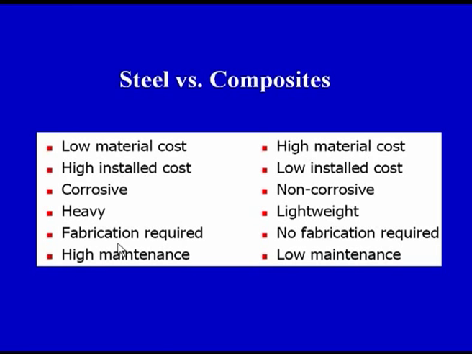Coming on to the composites, I will just read out for you. Composites in the very beginning have high material cost, they have low installed cost, they are non-corrosive in nature, light in weight, no fabrication is required and low maintenance costs. So, we can see that for any structural member, if we are comparing the two materials out of which we can choose our material, composites usually give us a better alternative as compared to steel.